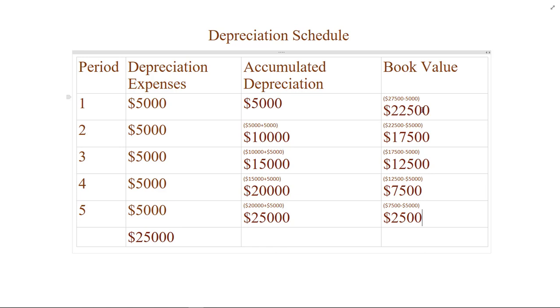Dear students, that's all about the straight line method of depreciation. I hope the concept is clear to all of you. I hope you have understood how to calculate the depreciation expenses and how to prepare the depreciation chart, depreciation table or depreciation schedule, and the concept of book value and accumulated depreciation. That's all about this session. Inshallah, in the next session, we will discuss other methods of depreciation like the units of production method and the double declining balance method.